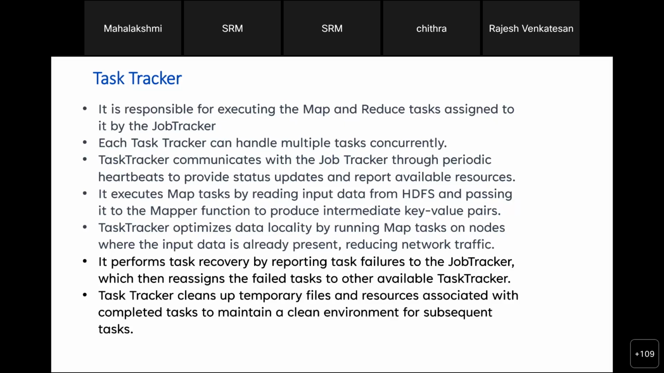The task tracker optimizes data locality by running map tasks on nodes where the input data is already present, reducing the network traffic. It performs task recovery by reporting task failures to the job tracker. Whenever any task fails, it immediately informs the job tracker, and the job tracker will reassign the task to another available task tracker. As we saw in HDFS, the same thing is handled in MapReduce by the job tracker and task tracker. That's it.